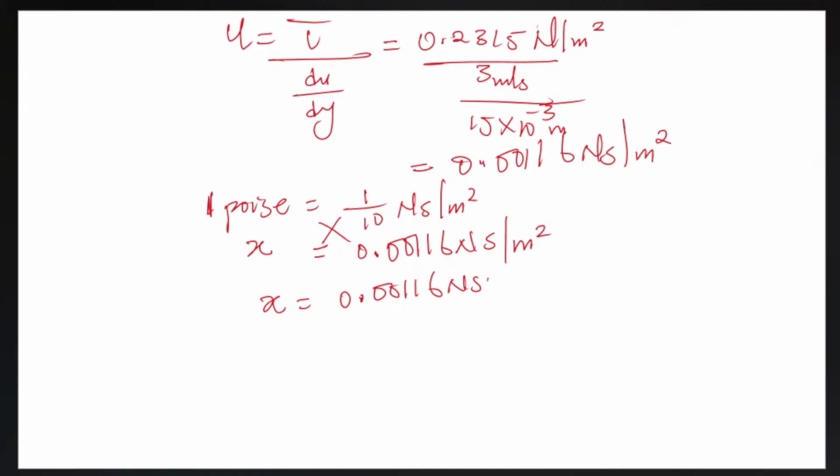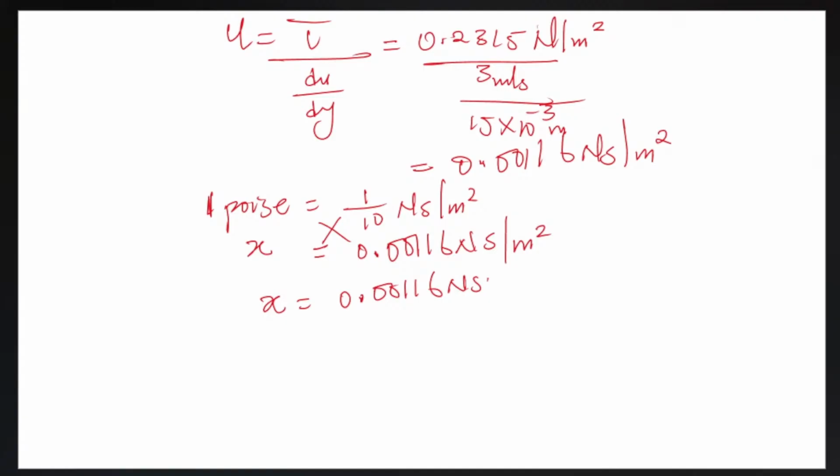Now remember, if x is multiplying this, you'll be left with x and this, right? So to make x the subject, you divide both sides by 1 divided by 10, which is 0.1. So this will be 0.1 Newton seconds per meter square. Now we cancel out Newton seconds per meter square, and you're left with poise. Now remember, you have a value to punch in your calculator.